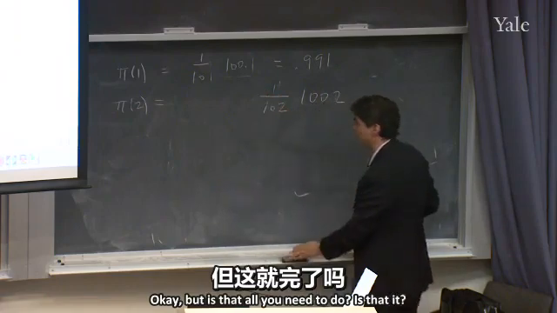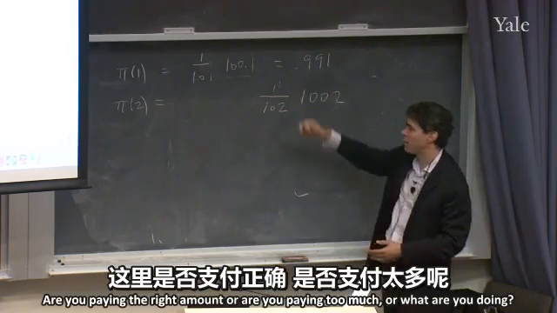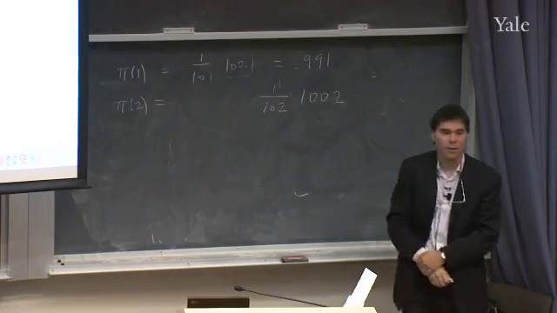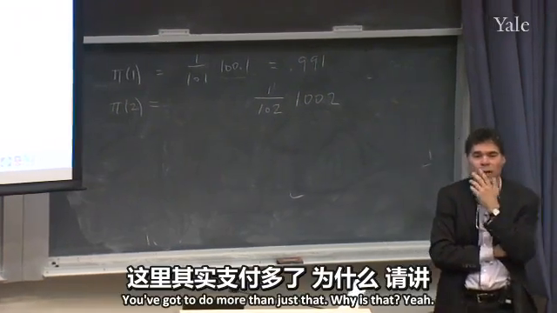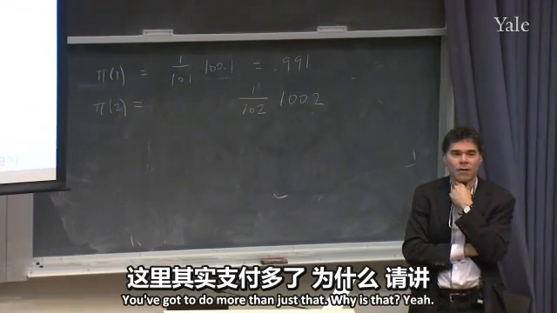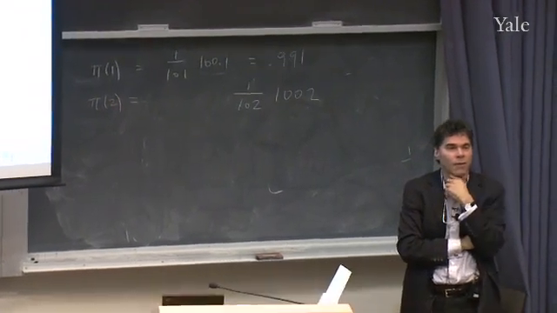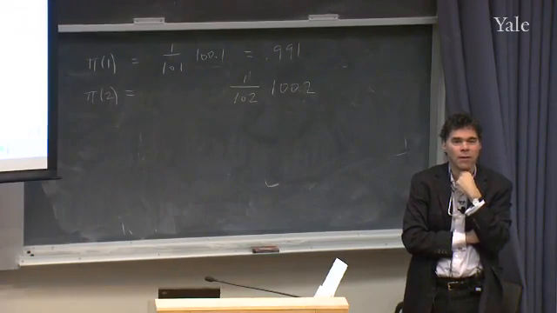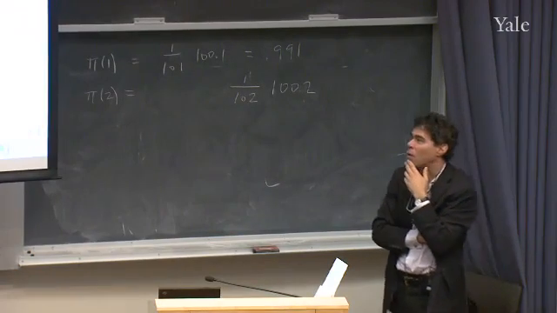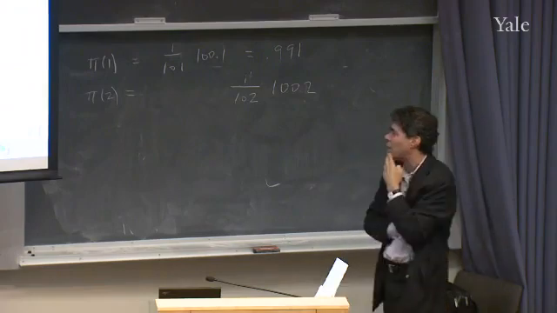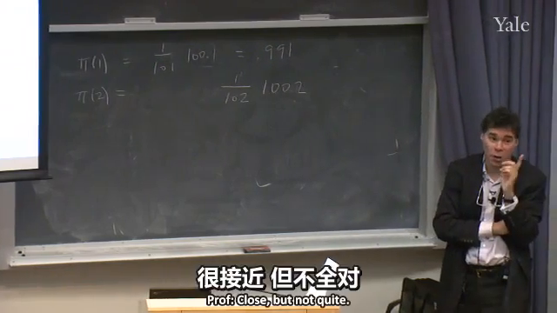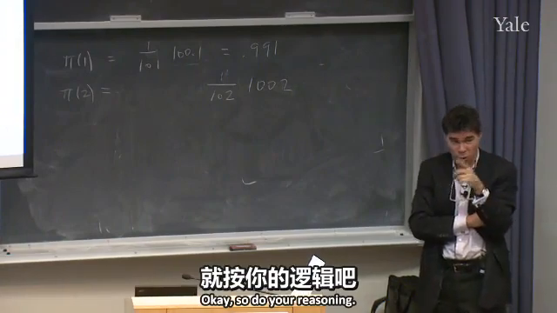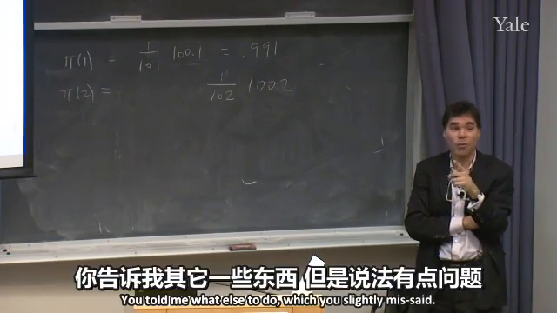Okay, but is that all you need to do? I mean, is that it? Are you paying the right amount? Are you paying too much? You've got to do more than just that. Why is that? Yeah, and you subtract 2 times the current price of the 1-year bond. Pi what? Close, but not quite.